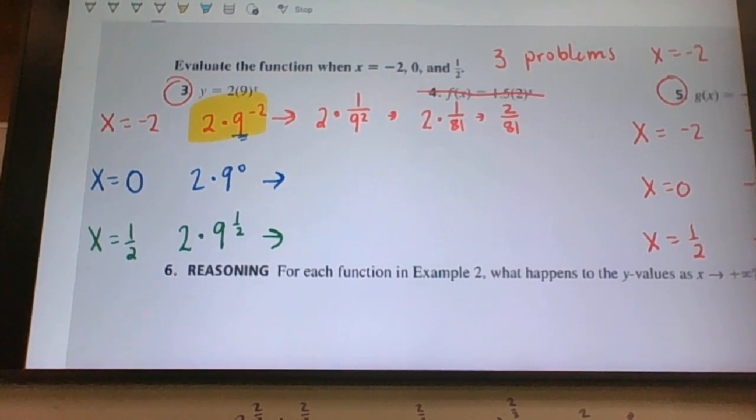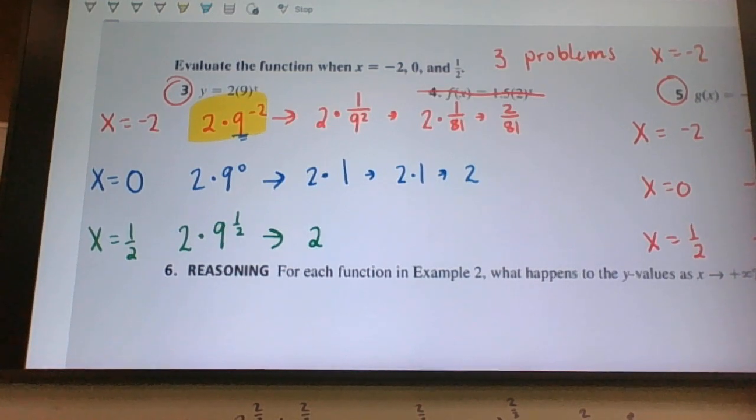That's showing an understanding of negative exponents and helping me step away from my calculator and just try to look at the numbers that I know. Let's do it again. All right, what's 9 to the 0 power? 1. 2 times 1 is 2. I'm taking it step by step. Wait a minute. What's 9 to the 1/2?